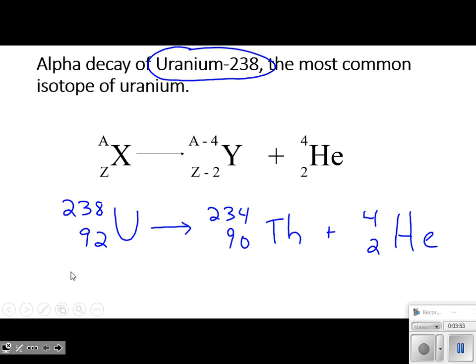uranium-238. Now, as I look, my top numbers have to equal out. 234 plus 4 is 238, correct? 90 plus 2 is 92, correct? So my math works out. I'm good to go. There's the alpha decay of uranium-238.